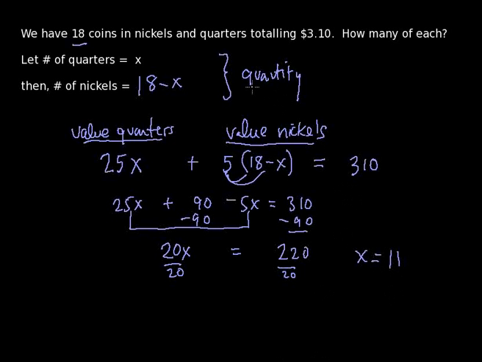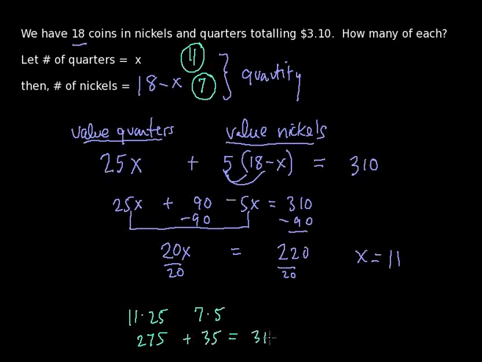Now if x is 11, that means we have 11 quarters, back to the original part of the problem, and 18 minus 11, which is 7 nickels. And now the great thing about algebra and these problems is that you can always check your work. So you should do some mental arithmetic at this point. 11 quarters, 25 cents each, that's equal to 275 cents, or $2.75. And then we have 7 nickels worth 5 cents each, that's 35. If you add those together, you get $3.10, and so the problem checks out.